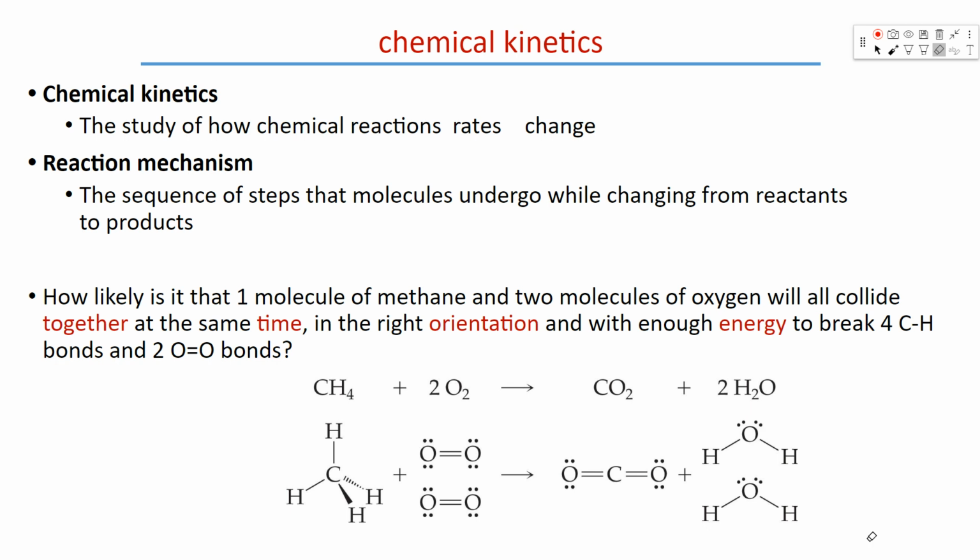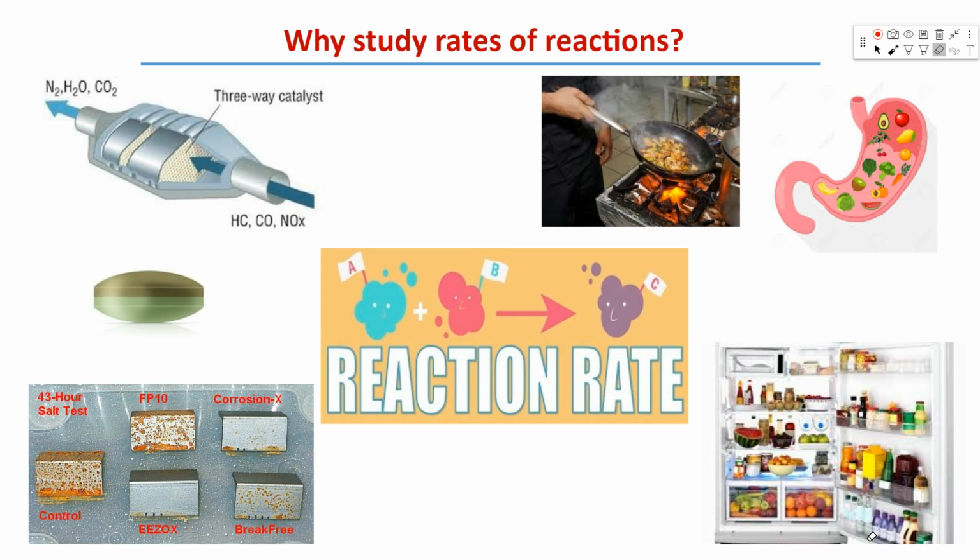So when we are talking about chemical kinetics, what we're actually talking about, when we look at a methane molecule and an oxygen molecule, is how likely it is that a molecule of methane and 2 molecules of oxygen are going to collide with enough energy and in the correct orientation to break the bonds for the 4 carbon-hydrogen bonds and the 2 oxygen double bonds. And that's what our rate is. That's what we're actually looking at. Why is this important?